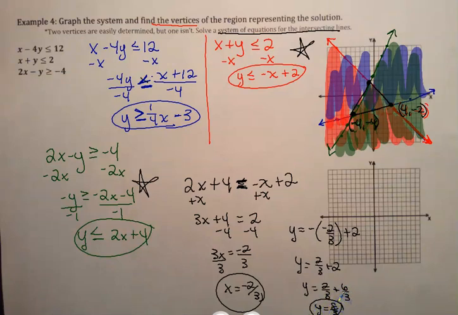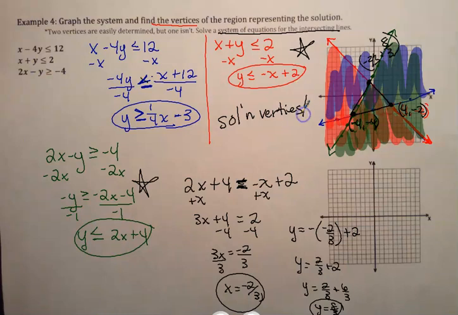So this last vertex is negative 2/3, comma 8/3. And you might have to write those out somewhere else, right? Our solution vertices, or vertices of the region.